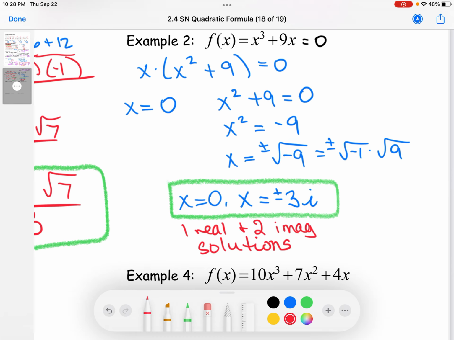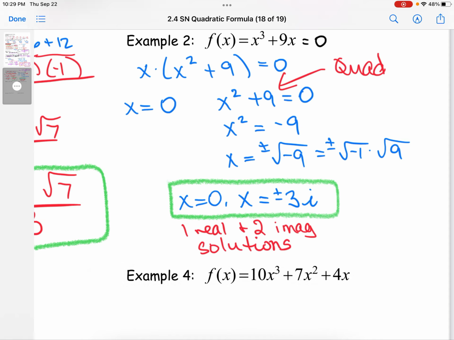So in this case, we didn't need the quadratic formula. X squared plus 9 was quadratic, is quadratic, but because the only x term is the x squared term, we can just isolate it and take the square root of both sides in order to solve. We called that the square root method a couple lessons ago.